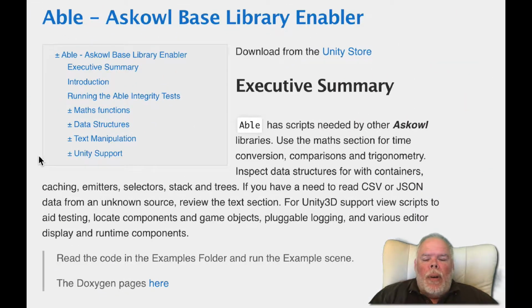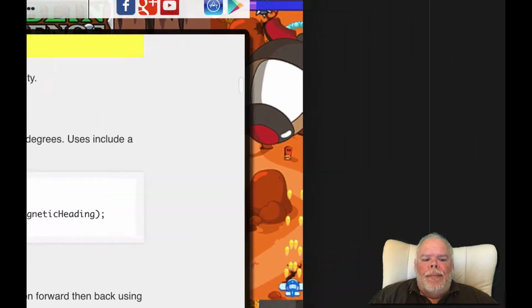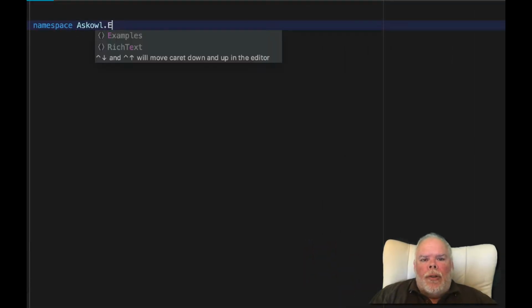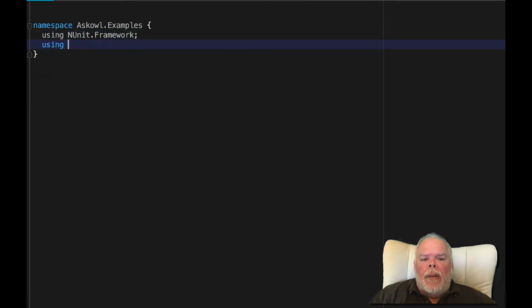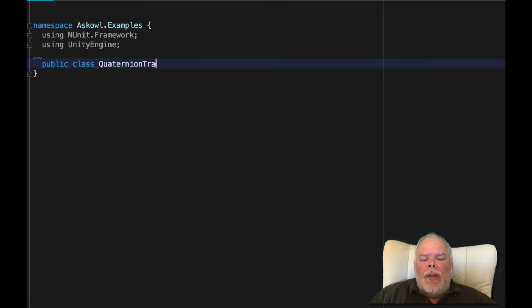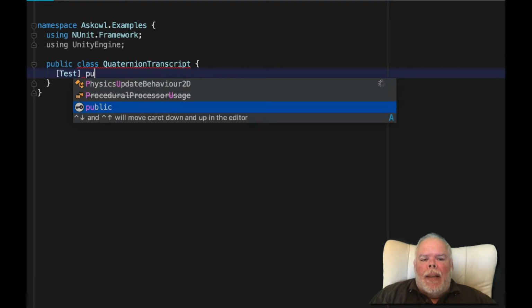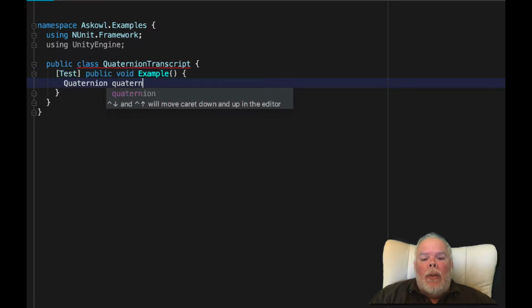Today we're going to talk about extending quaternions. Quaternions are truly mind-bending. Fortunately, Unity has done most of the work for us. As always, need always seems to exceed supply. The Askowl.Quaternion class adds a few extension methods with useful additions.